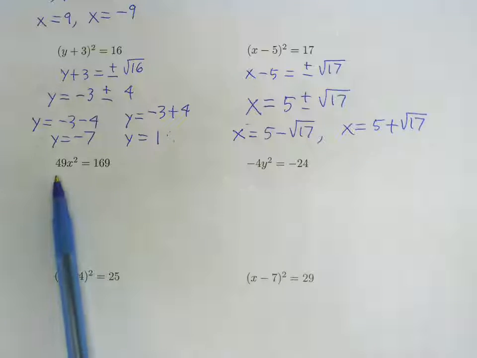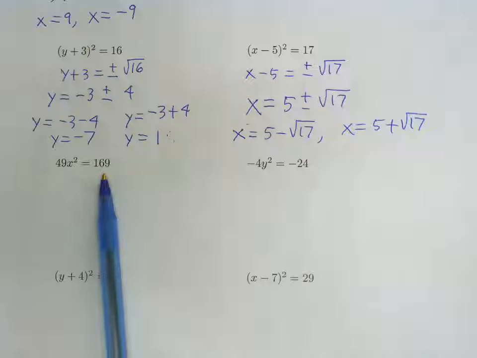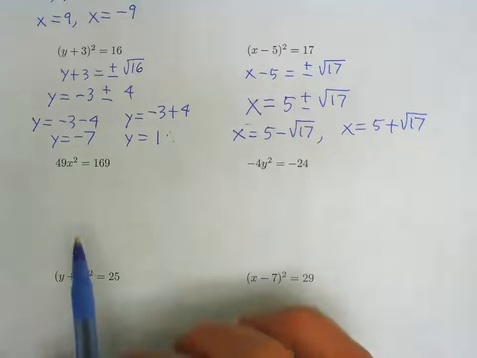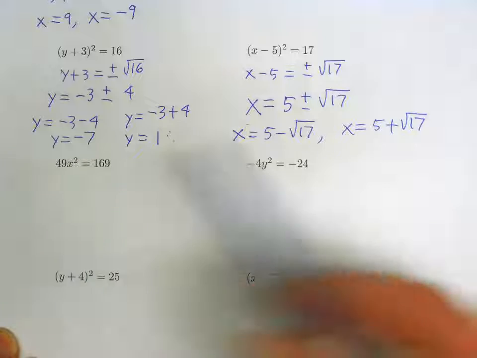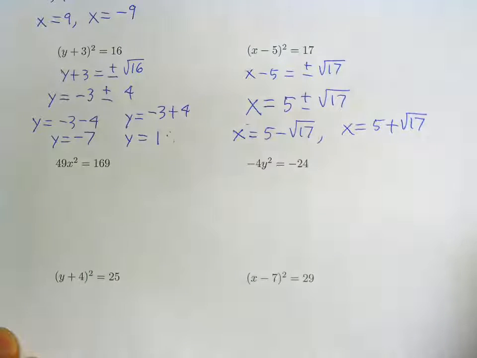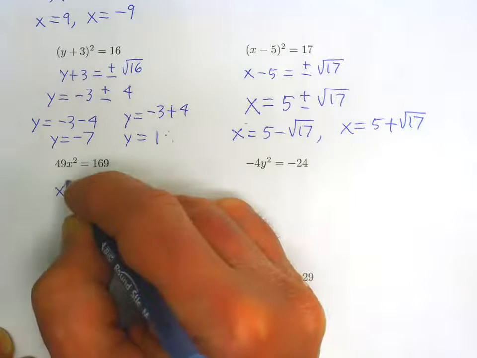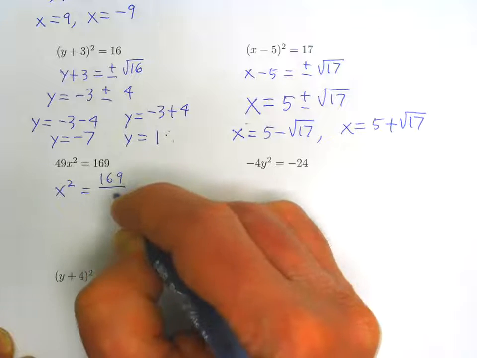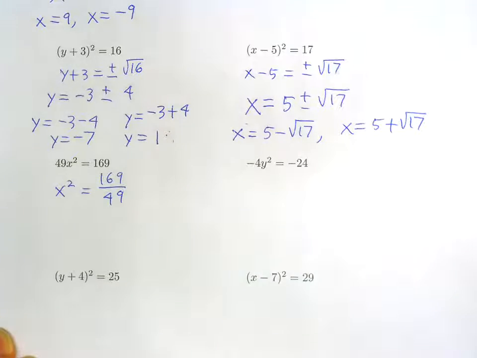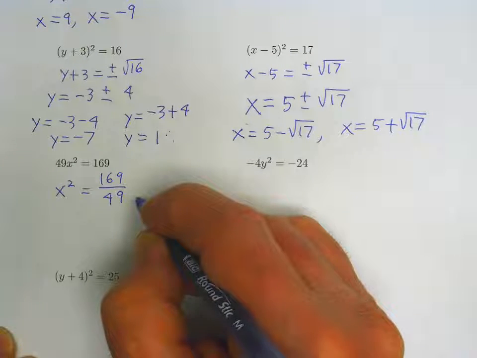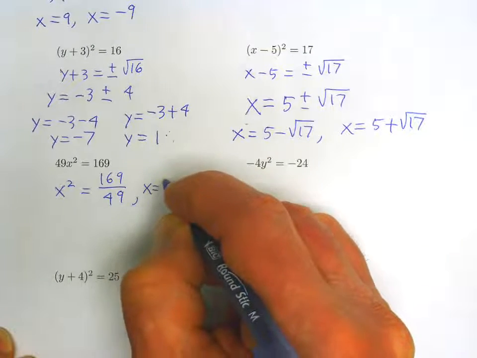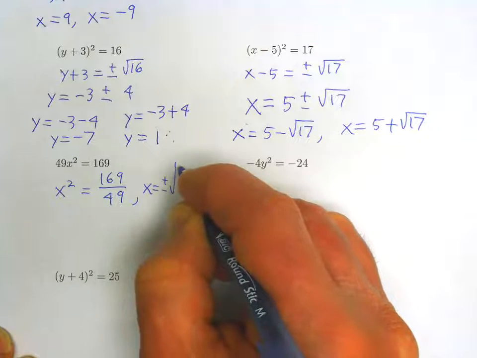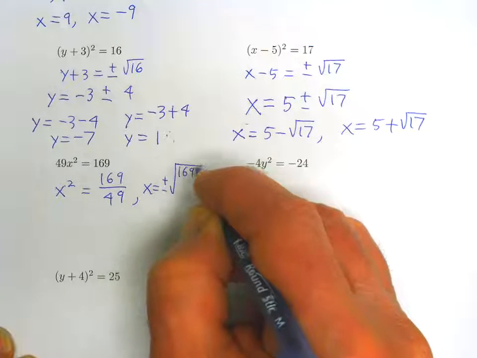So this one, 49x squared equals 169. In this case, I would advise dividing both sides by 49 first and writing it as x squared equals 169 divided by 49. And then apply the square root property. So we get x equals positive and negative square root of 169 over 49.